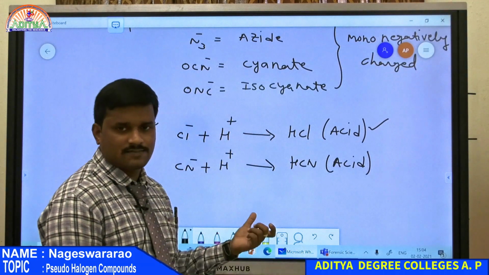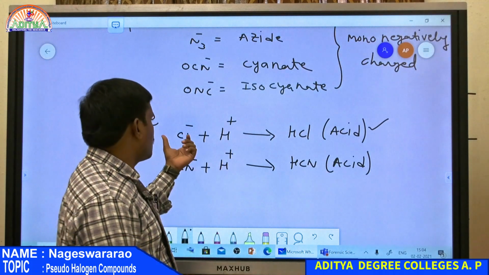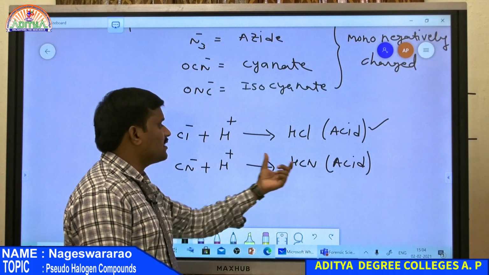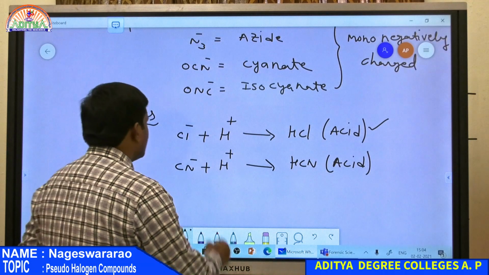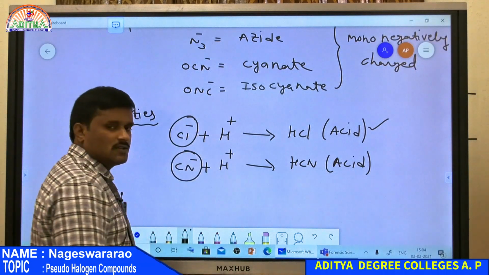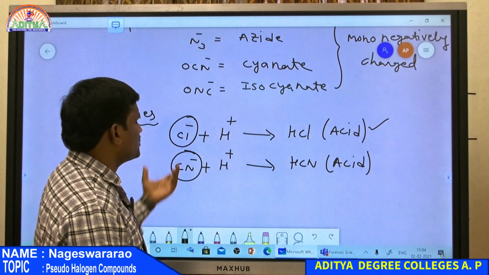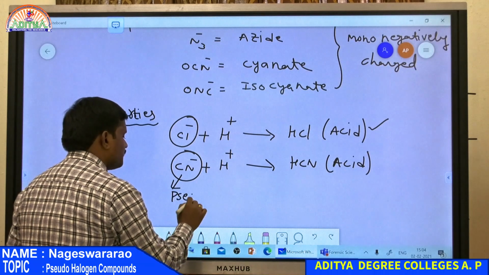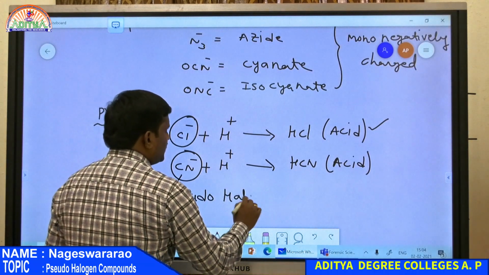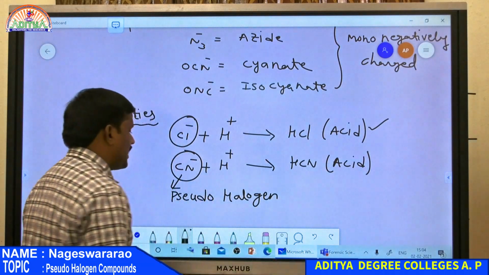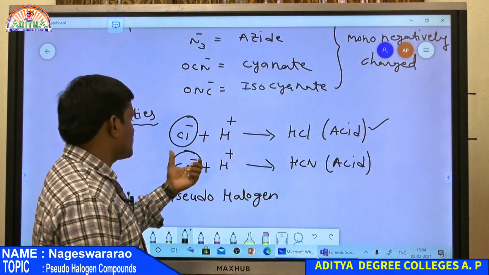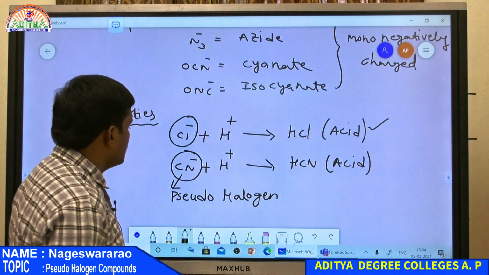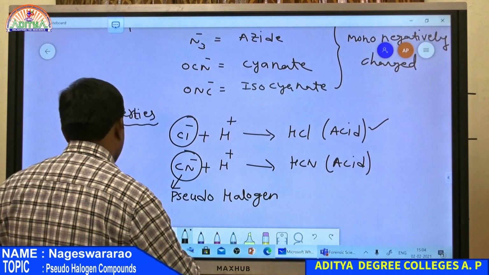So both are acids. Therefore, whenever chloride reacts with H plus, it forms an acid. Similarly, whenever cyanide reacts with H plus, it also forms an acid. Therefore, both have the same properties, and both have a -1 charge. Therefore, cyanide is a pseudohalogen. So one of the reasons cyanide is a pseudohalogen is that when cyanide ion reacts with H plus, it forms an acid similar to chloride ion. So that is the first reason.